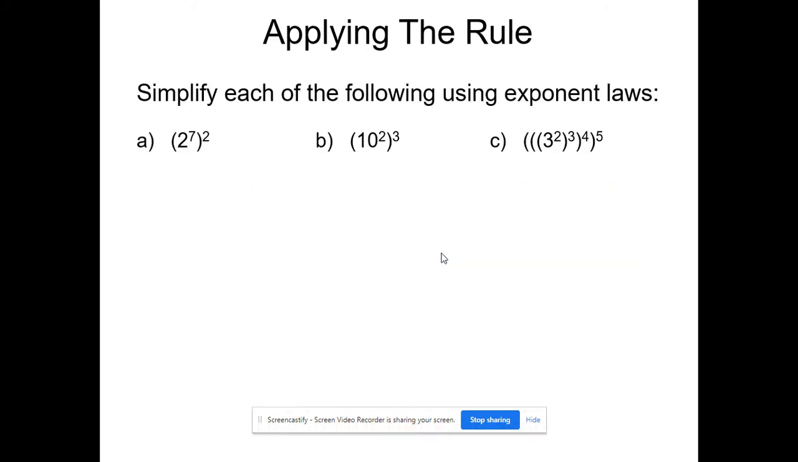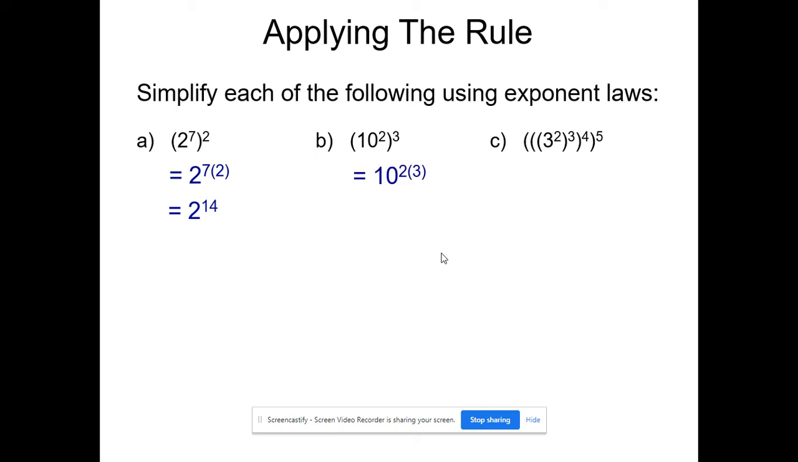So it says simplify each of the following using exponent laws. So our first example is 2 to the power of 7 to the power of 2. So since I have a power on a power, I can multiply those 2 exponents together. So I get 2 to the power of 7 times 2, and then 7 times 2 is 14. So our final answer is 2 to the power of 14. The question did not ask me to evaluate. If it did say evaluate, I would work out what 2 to the power of 14 is on my calculator, but it just said simplify. So I just have to write it as a power.